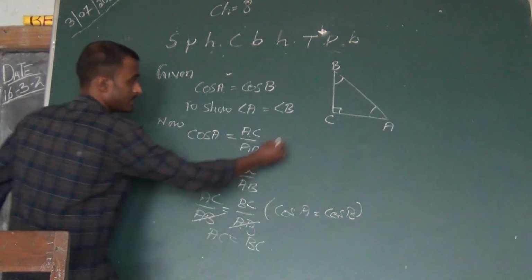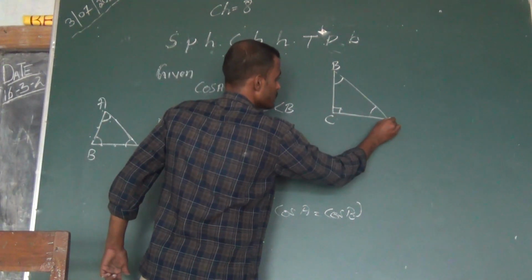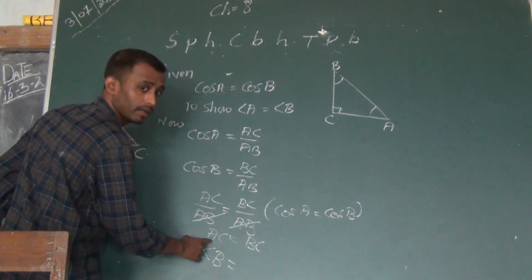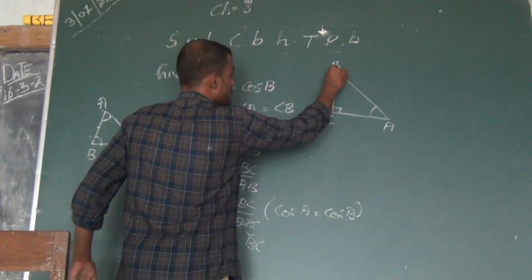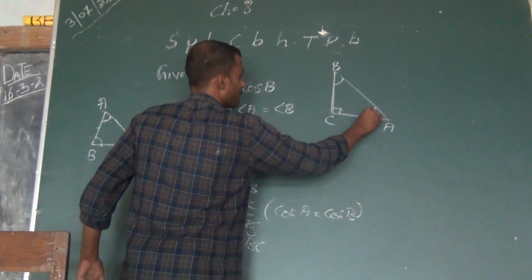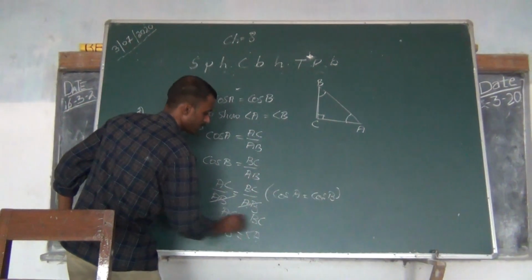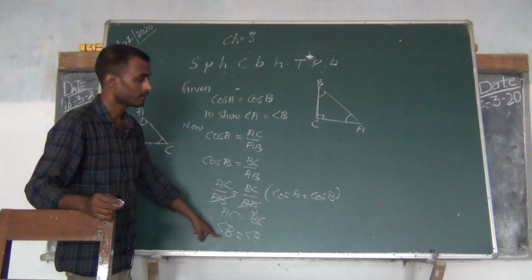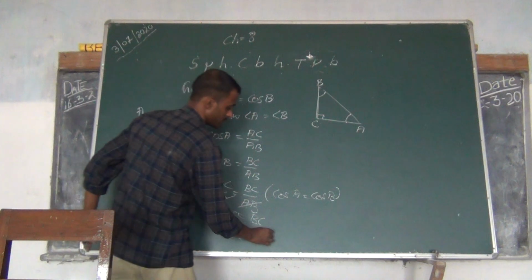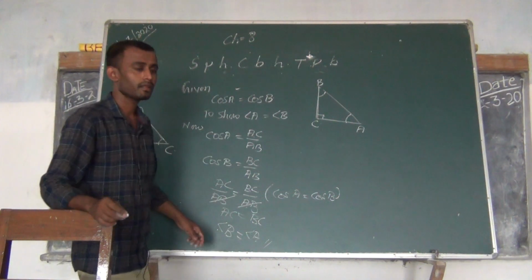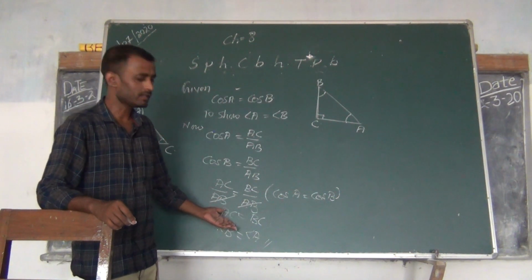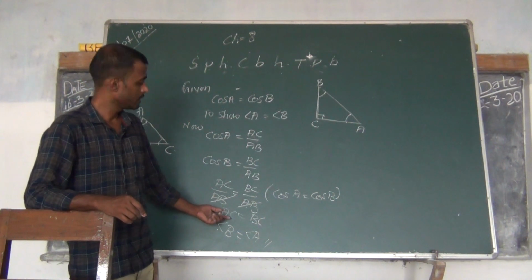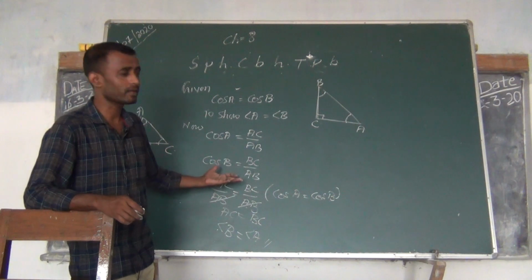Same thing, AC, you see, this is AC. So which angle will it be? B. Now BC, which angle is opposite BC? This is BC. Which angle will it be? A. Angle A. Are we getting the answer? Angle A with angle B. This is the answer. You can write the definition: angles opposite to equal sides are equal. This is the answer. It's not very difficult.